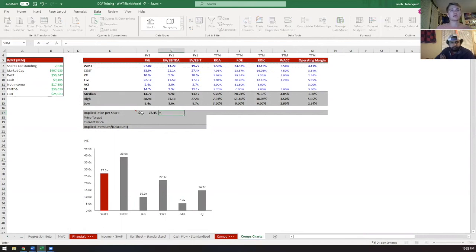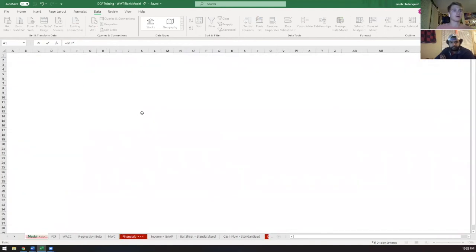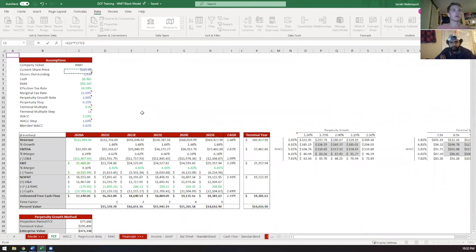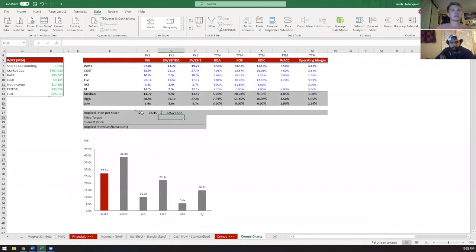EV to EBITDA. We're going to take this median multiple, and we're going to multiply that by Walmart's most recent EBITDA. For this, we can go to our model, look at our 2020 EBITDA. And so what that does is it gets us our enterprise value. But now, like we did in the free cash flow model, we want to get to equity value. In order to do this, we are going to have to subtract out our net debt number.